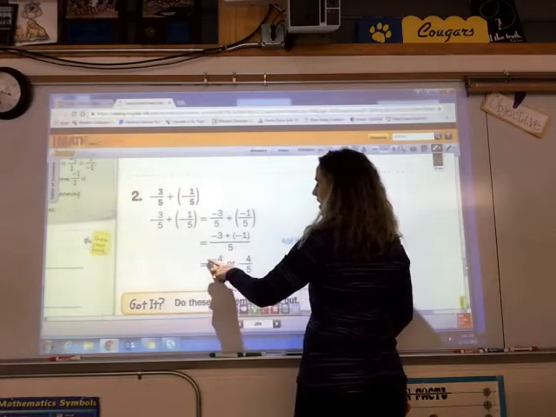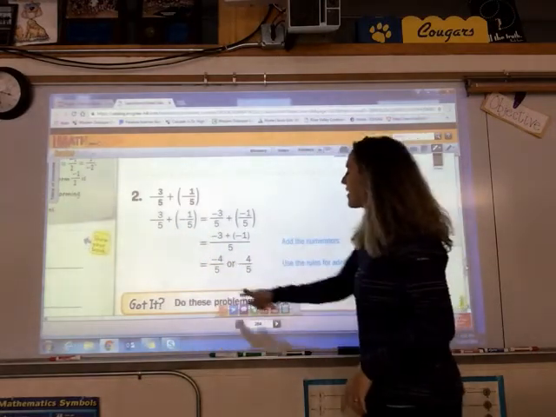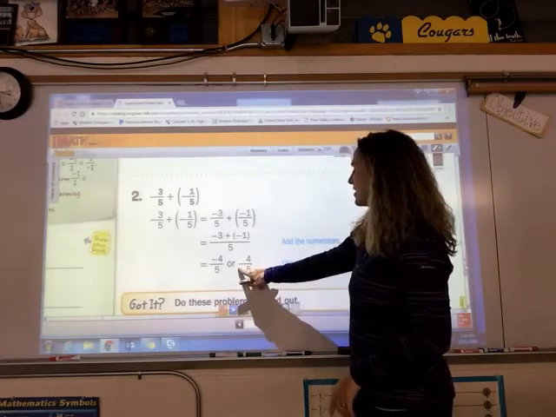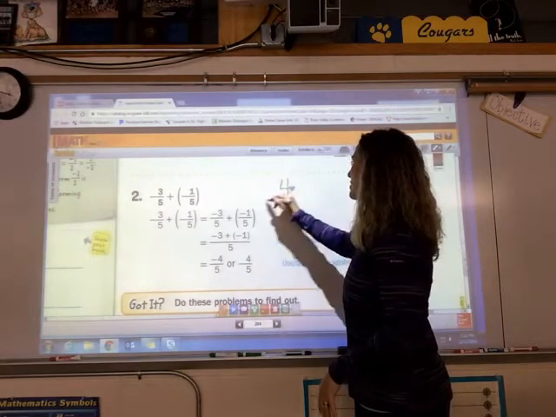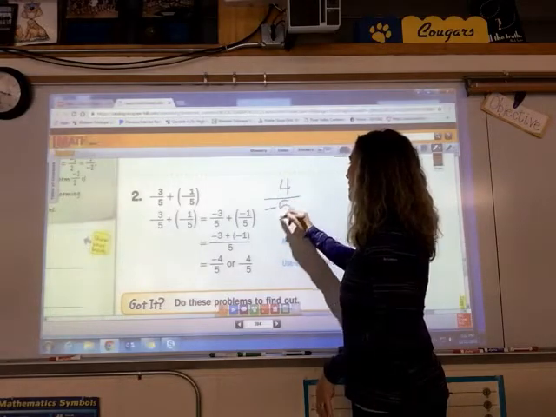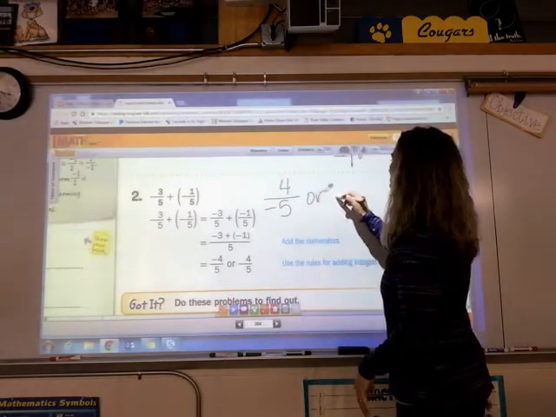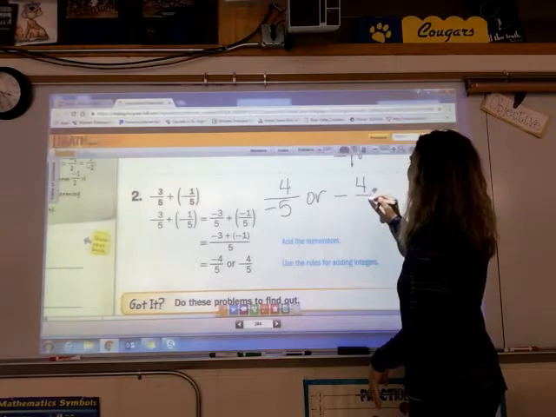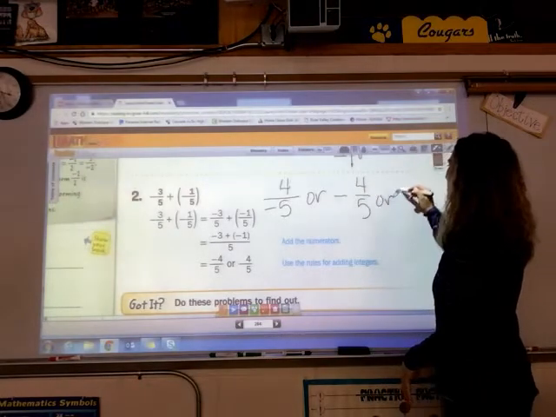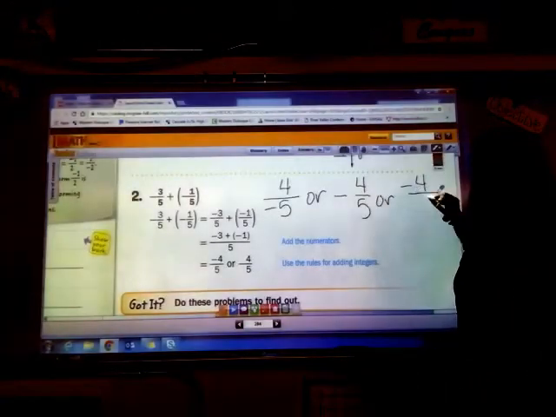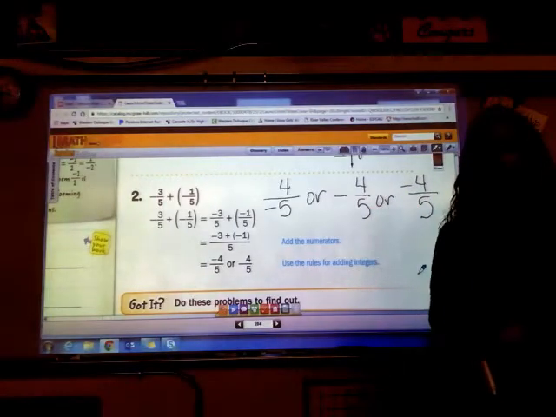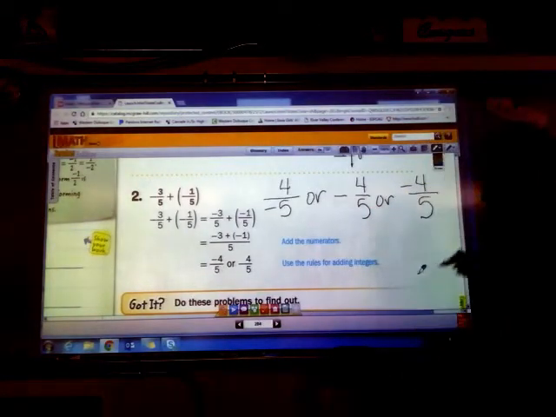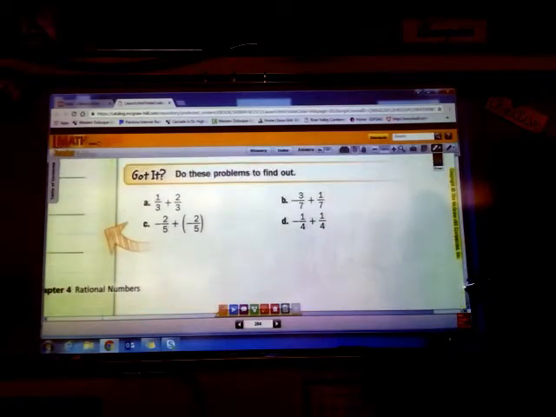Denominator stays the same, so I have negative 4 over 5. You can see another way that they wrote it is negative on the left here, and then 4/5. And technically you could also write it as negative 4 over negative 5. Those all mean the same thing. So to be honest, it does not matter how you write them, as long as you have the one negative with it.